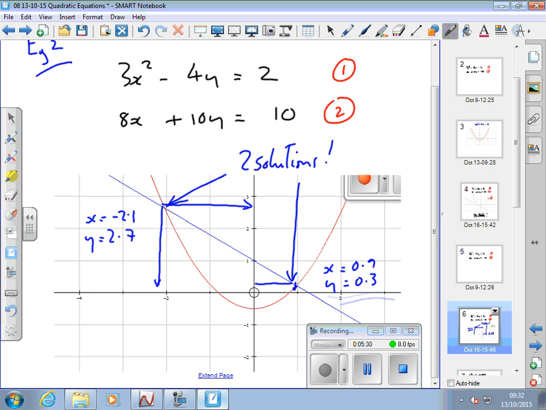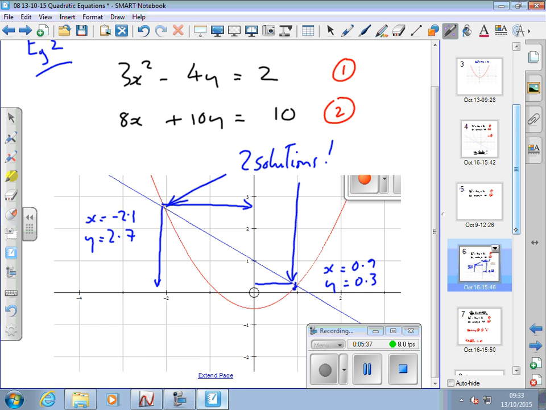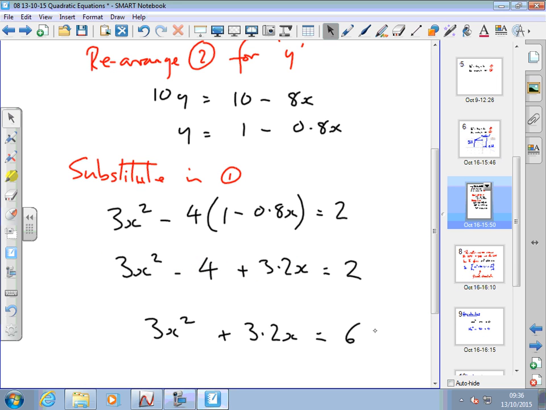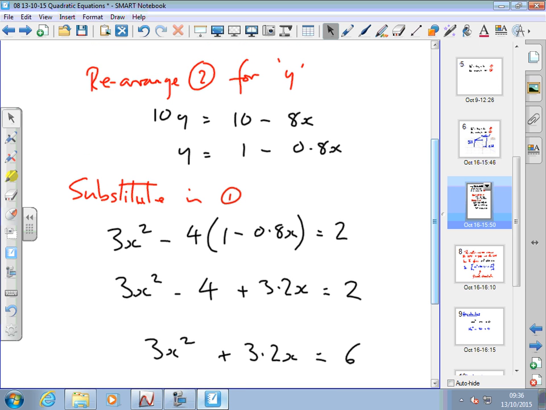So how do we go about doing this without solving it graphically? Let's have a look. First of all, we solve by substitution. So we rearrange number 2 for y. Look at that second equation, which is probably the most straightforward. Rearrange it so that y equals something. Then substitute that expression into equation number 1. I'll just pause for a second while you do that. Hopefully you got something like this. If I rearrange number 2 for y, I get y equals 1 minus 0.8x. Divide both sides by 10 here, so 10 divided by 10 is 1, 8 divided by 10 is 0.8. Every term has to be divided by 10, remember.